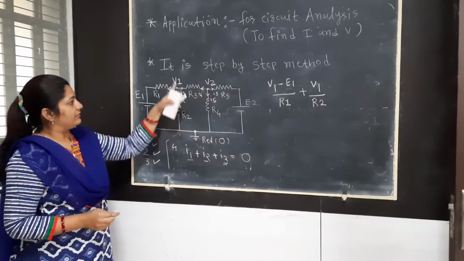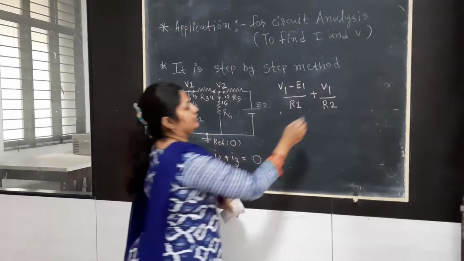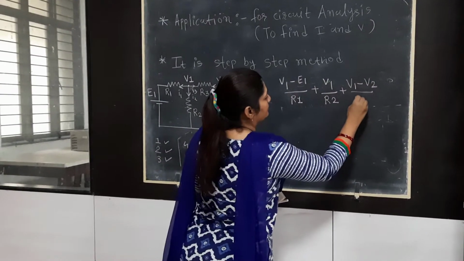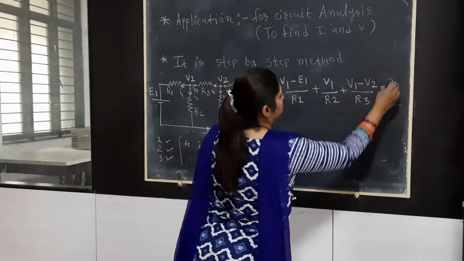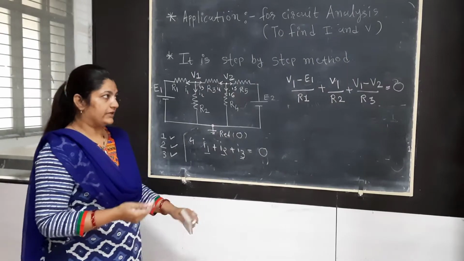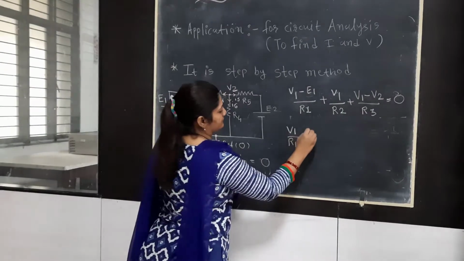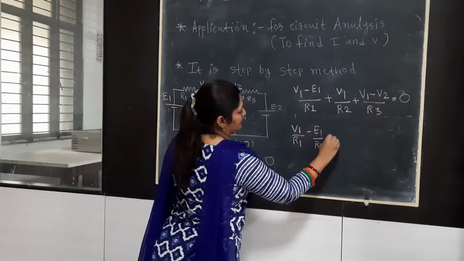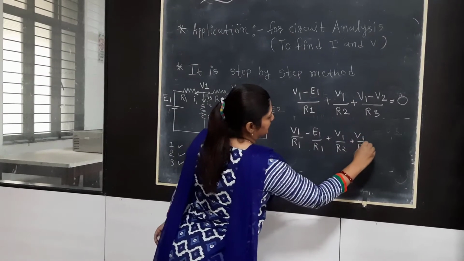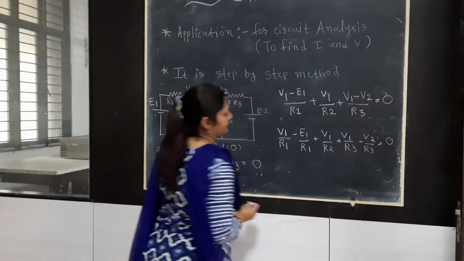For I3, by observation you can say that it is moving from V1 to V2. So again with our logic, V1 minus V2 upon R3 equal to 0. Now it's time to reform the equation in our required form. All V1 terms we can make together, and V2 terms as another group of the equation.